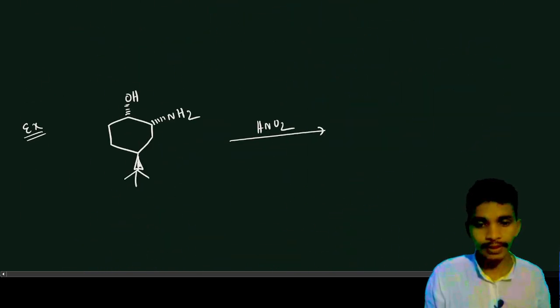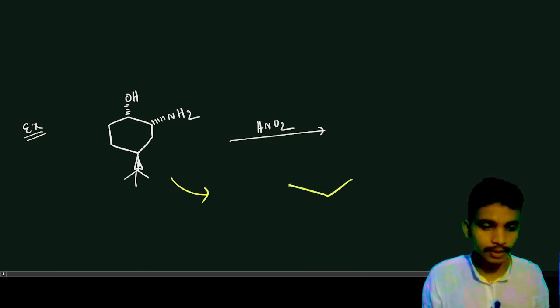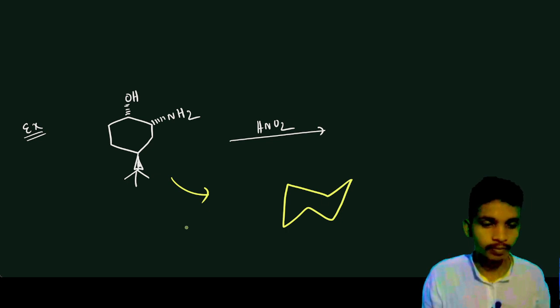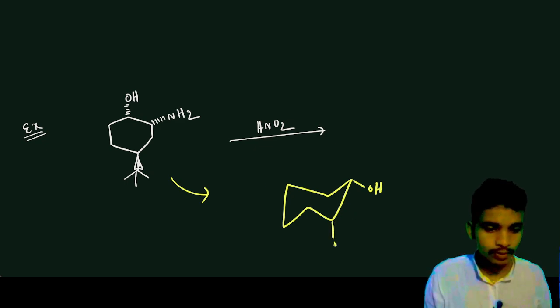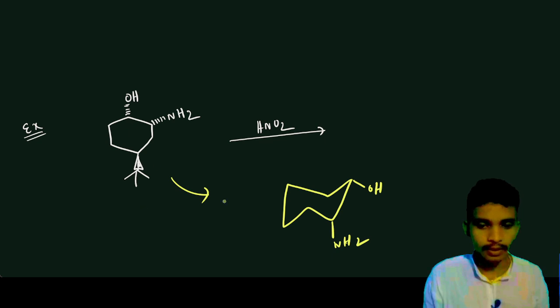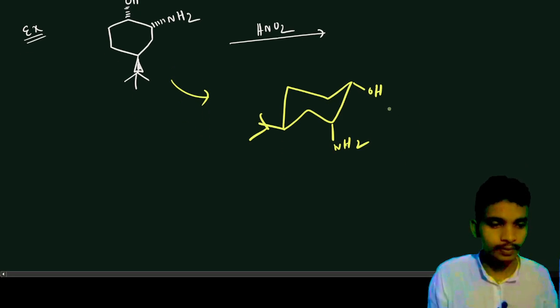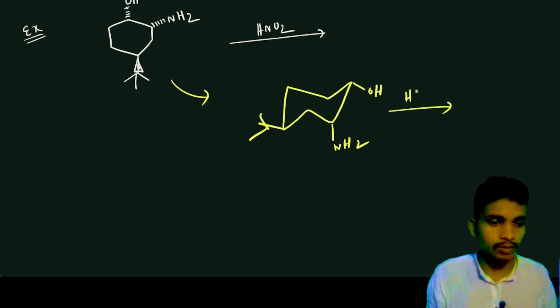Now moving to the next question. Again, in the same manner, convert it into the chair form. So this OH is in the downside, and NH2 is also in the downside, and this is in the upside. So now what will happen is that we are going to give HNO2.